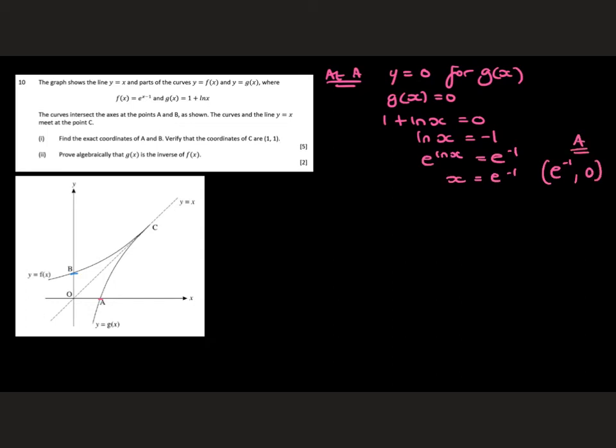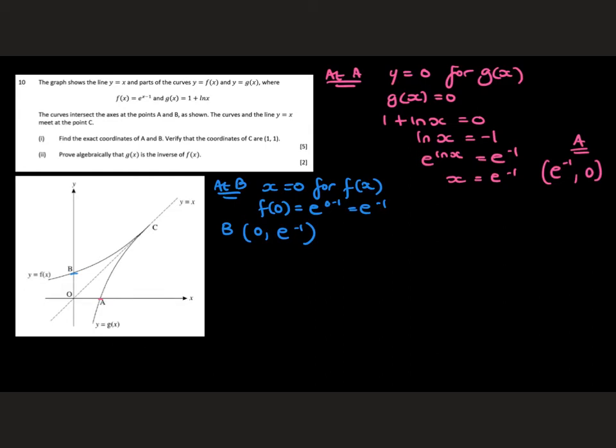So that's point A. Now, at point B, we know that x is equal to 0 for the function f of x. So f of 0 is equal to e to the 0 minus 1, which is e to the negative 1. So the point B has got coordinates 0, e to the negative 1. Of course, a mirror image in the line y equals x of the coordinate A.